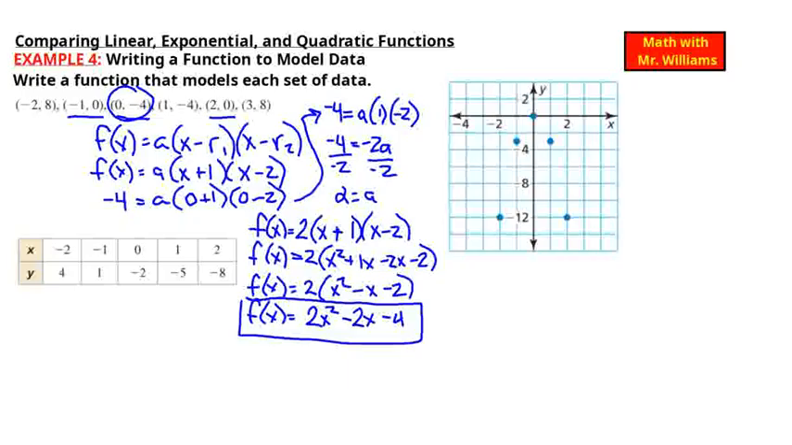Here we have a table. We can see that our x values are increasing by 1 each time. We see we go 4 down to 1 for our y value. We see it's subtracting 3. Subtracting 3 again. From -2 to -5, it's another 3.